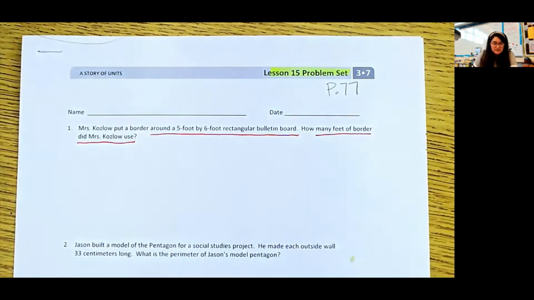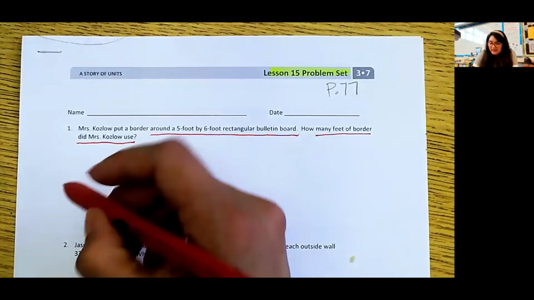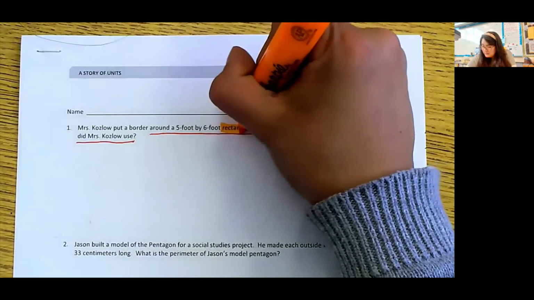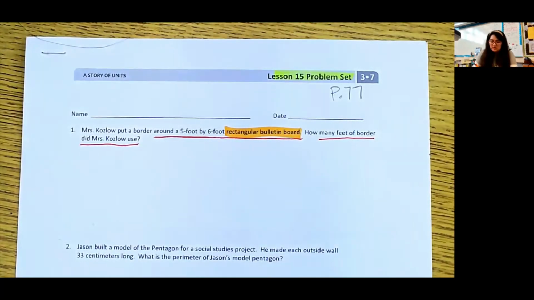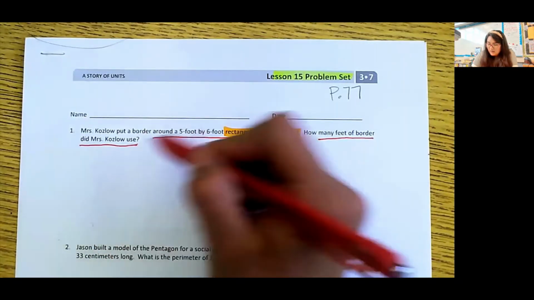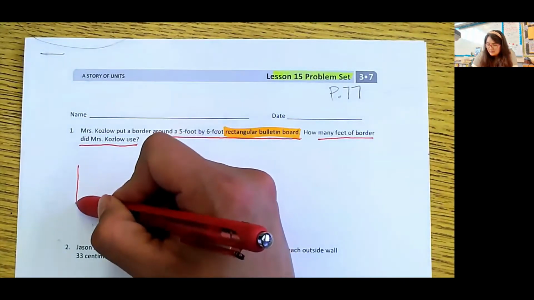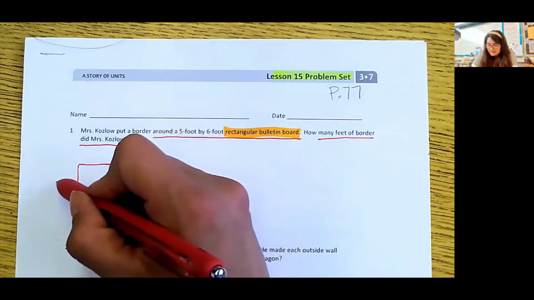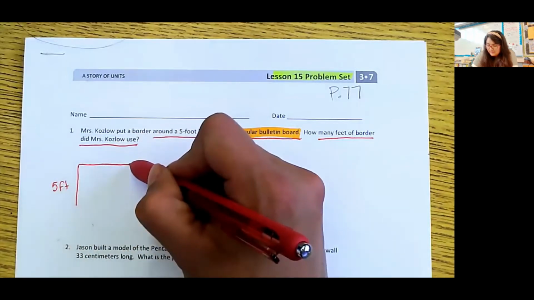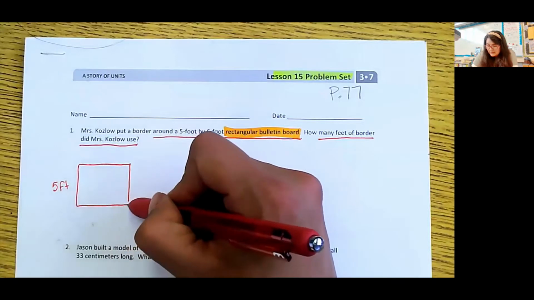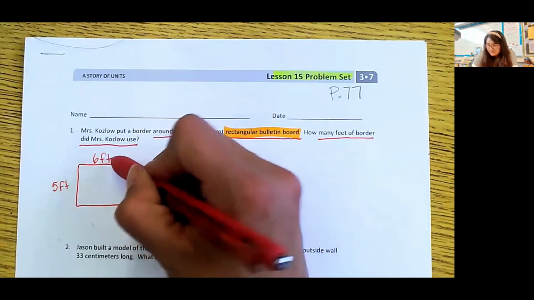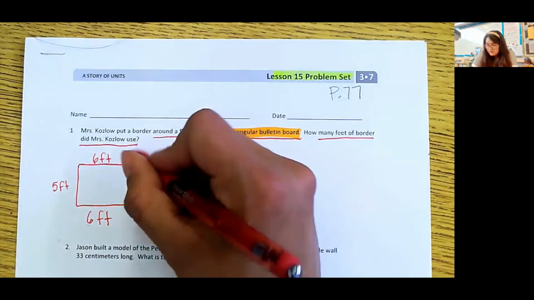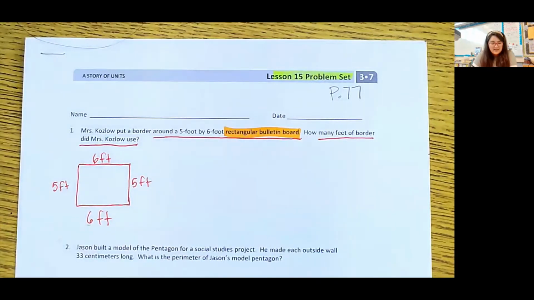So I'm going to start by drawing this border. And it says it's a rectangular bulletin board. So let's draw that. Now, it's 5 by 6, so that means one side will be a little bit shorter than the other. And I'm going to make this side 5 feet and this side 6 feet. So if I do it to one side, I have to do it to the other. That's the parallel lines, and we're going to label them. So now I have all my side lengths.